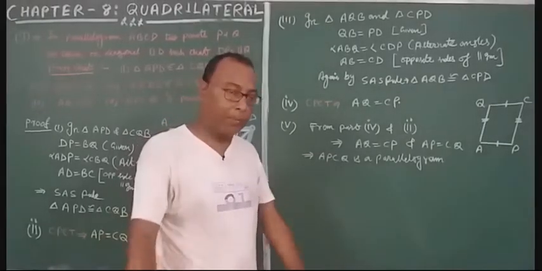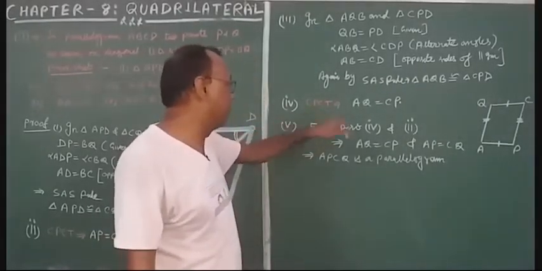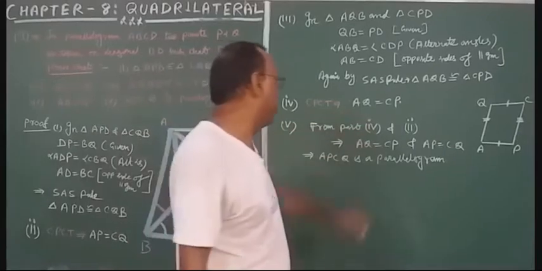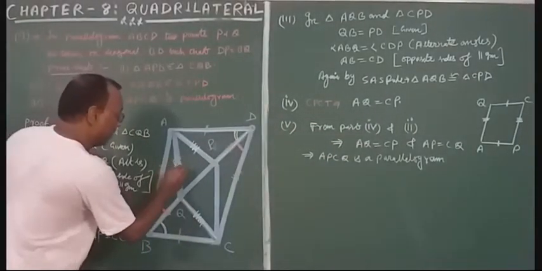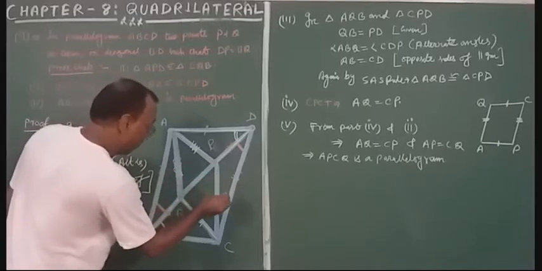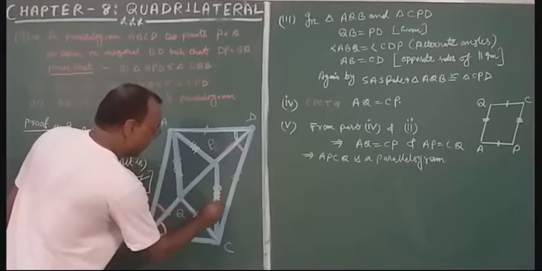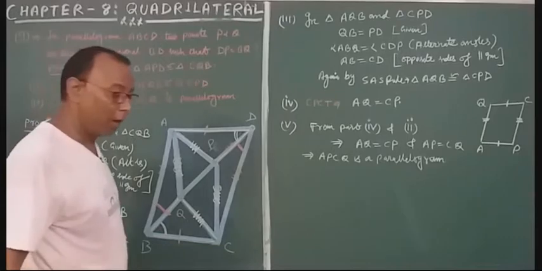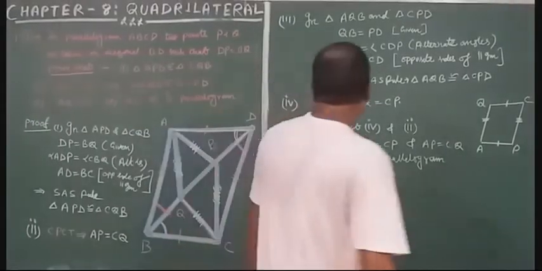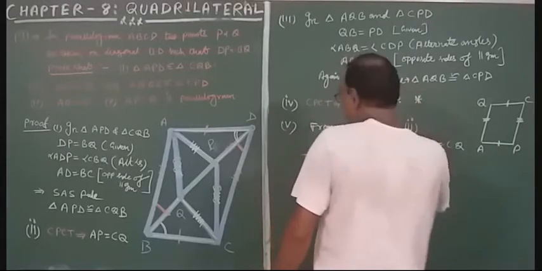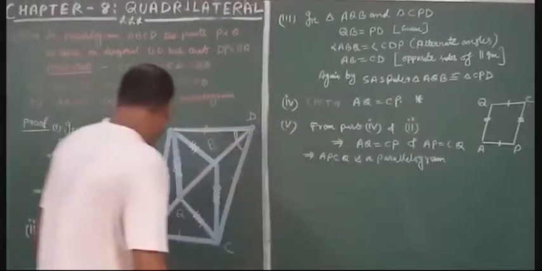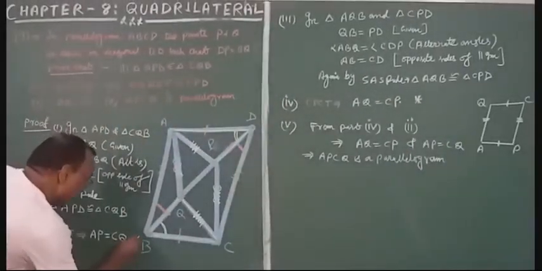Now in the part fourth, again we are using the CPCT. What will happen? AQ is equal to CP. This part will be equal to this one. Is it okay? Now just look from the part fourth. We are using this from part fourth and this part second.